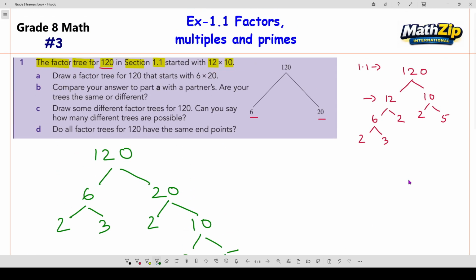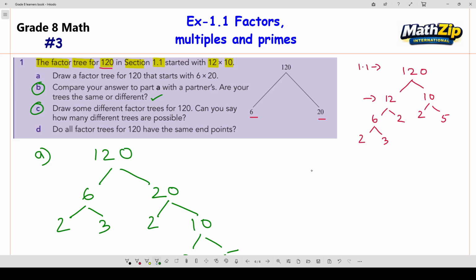Okay, first we have finished this one. This is number A. Number B. Compare your answer to part A with partners. Are your trees the same or different? Before we finish this one, number C. Draw some different factor trees for 120. Can you say how many different trees are possible?